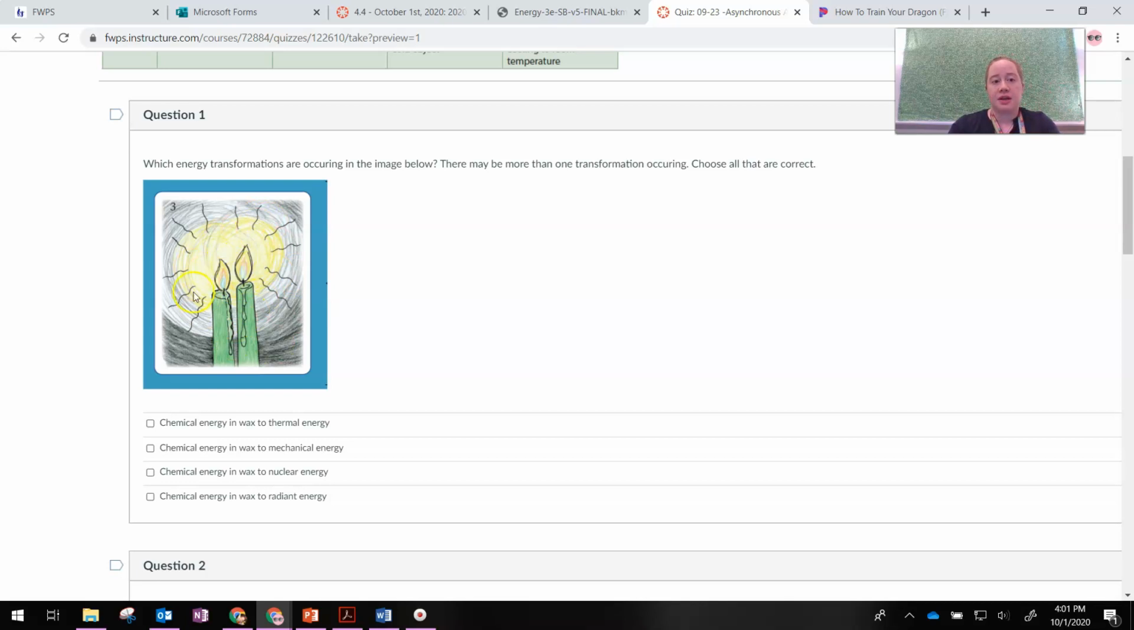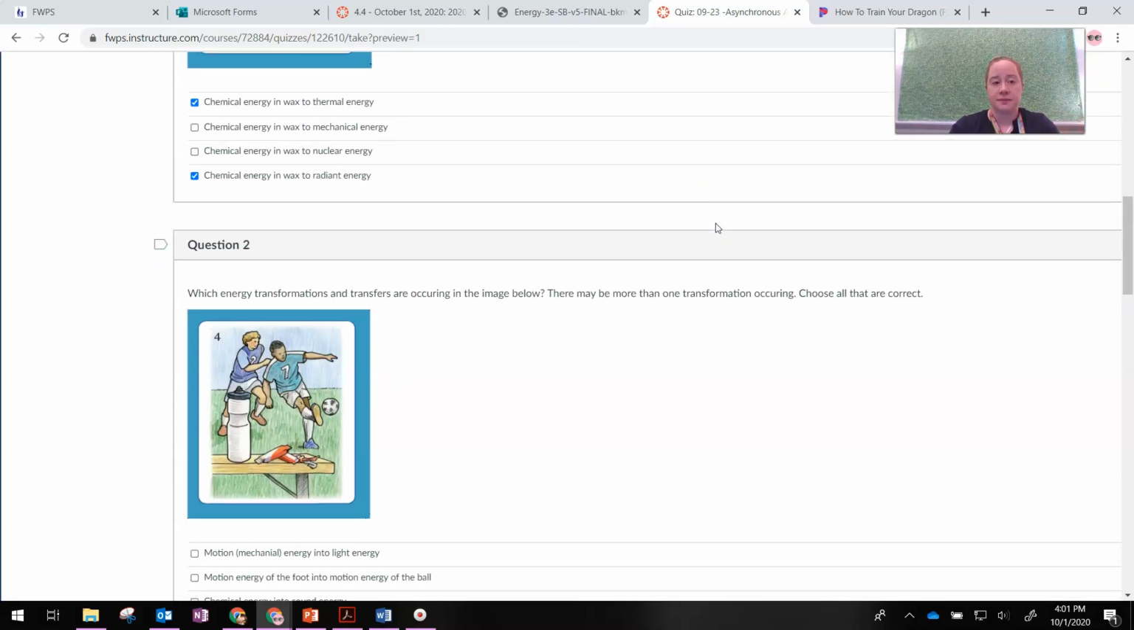The main part of this picture is obviously the candles that are just burning away. All of these start with chemical energy in the wax being transformed to something. So correct answers for this would be thermal energy and radiant energy. The chemical energy of the candle wax is not making anything move, which would be mechanical energy, and it is not making the sun work, which is really the only type of nuclear energy we've talked about. So that's why those two are the best answers.